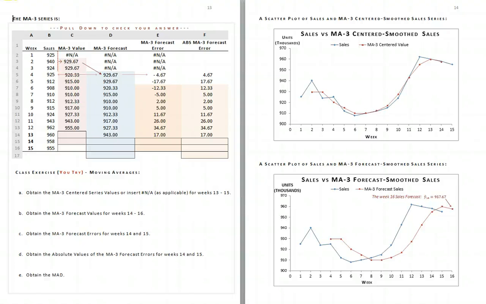We have moved to the next page. On this page, you are asked to complete the entries on an MA3 model table using the methods we introduced earlier. You can pull down the text box to check your answers.